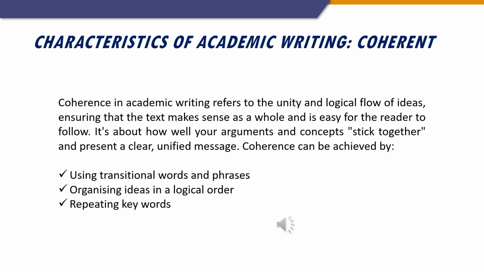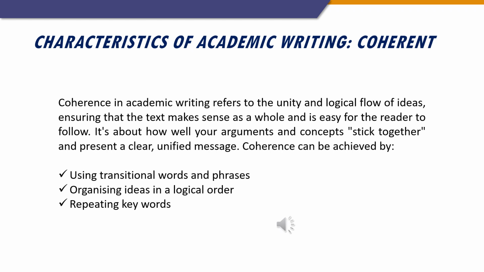The third characteristic of academic writing is coherence. Coherence in academic writing refers to the unity and logical flow of ideas, which means that when we read something written in academic writing, we feel that the text flows smoothly and that the ideas stick together and are presented in a clear manner, so we can follow the chain of thoughts of the writer.